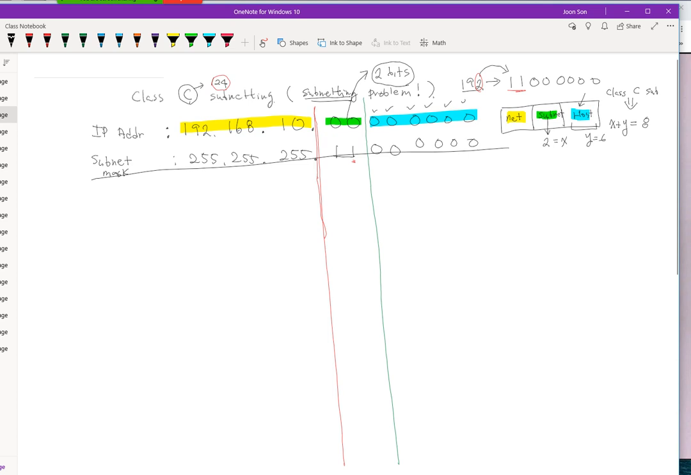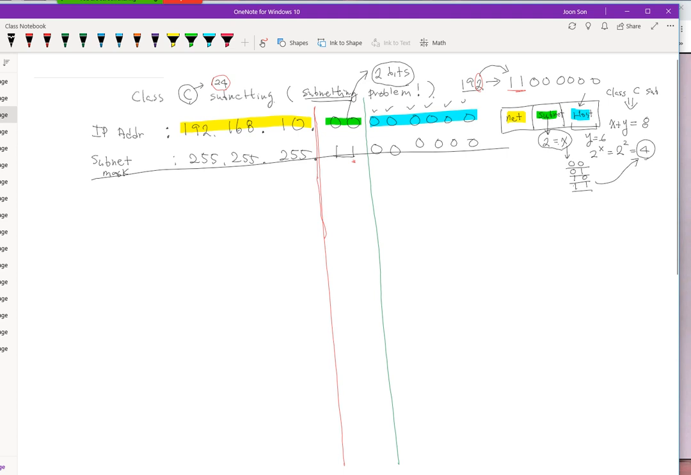Another formula that you should memorize is this: when 2 bits are used for the subnet portion, how many subnets can we have? Basically 2 to the X, which is 2 to the 2, which is 4. That means 4 subnets, meaning 4 apple baskets. Why? Because with 2 bits, 00, 01, 10, 11, we have 4 possible cases, and that's why we have 4 subnets, 4 baskets.